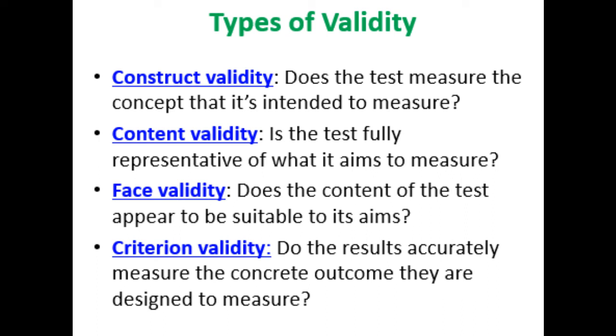Again, as a review, there are four main types of validity. We have construct validity. Does the test measure the concept that it's intended to measure? We have content validity. Is the test fully representative of what it aims to measure? We have face validity. Does the content of the test appear to be suitable to its aims? And we also have criterion validity. Do the results accurately measure the concrete outcome they are designed to measure?